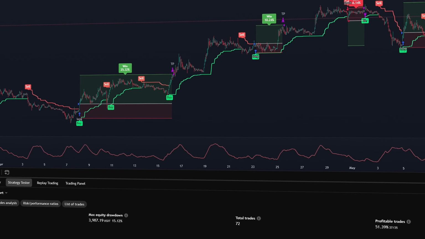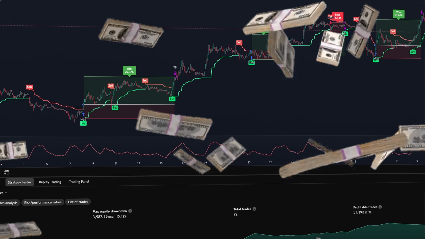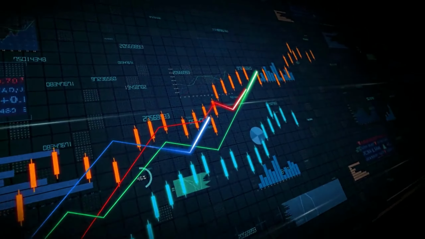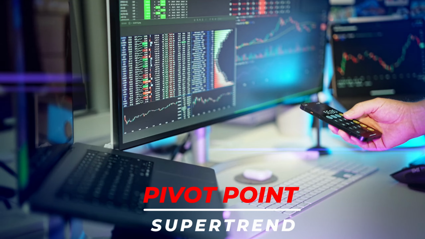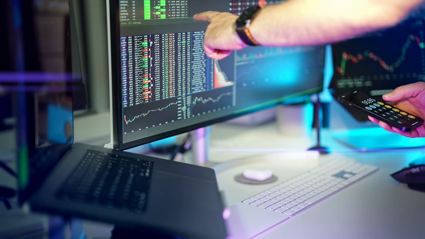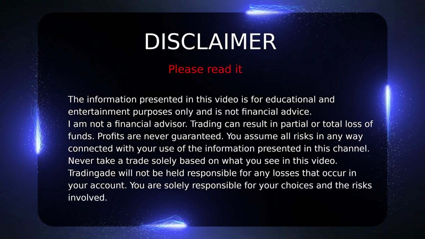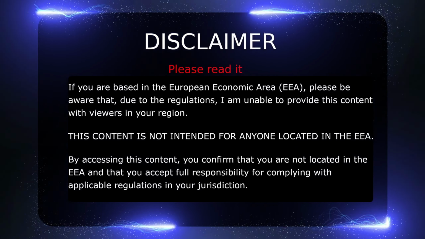If you're looking for a simple yet profitable strategy, this one might be exactly what you need. It's built around an editor's pick indicator on TradingView, the Pivot Point Supertrend, and today we'll see how it works and how it performs in real backtests. So, let's jump straight into it.